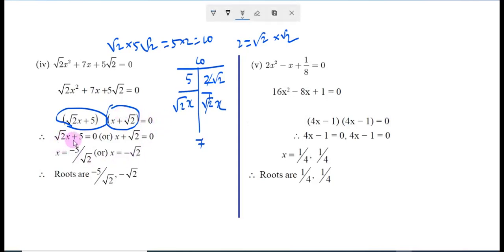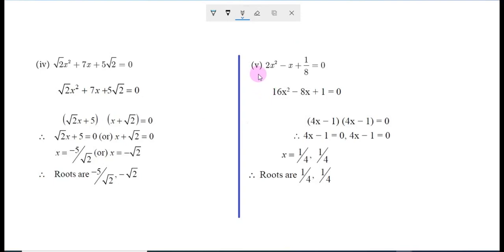So root 2 x plus 5 equal to 0, so x equal to, move this 5 to the right side, this will be minus 5, and root 2 as the denominator on the right side, so minus 5 by root 2. Then the other factor x plus root 2 equal to 0, move this root 2 to the right side, this will be minus root 2, x equal to minus root 2. Therefore the roots are minus 5 by root 2 comma minus root 2.